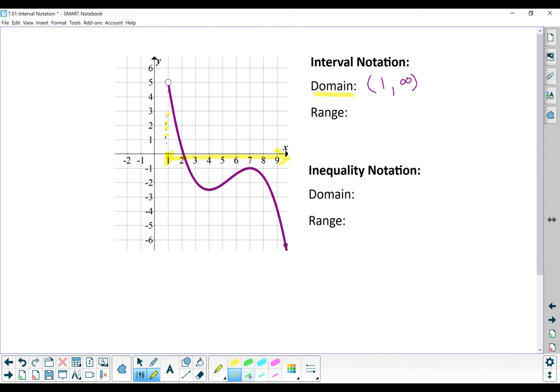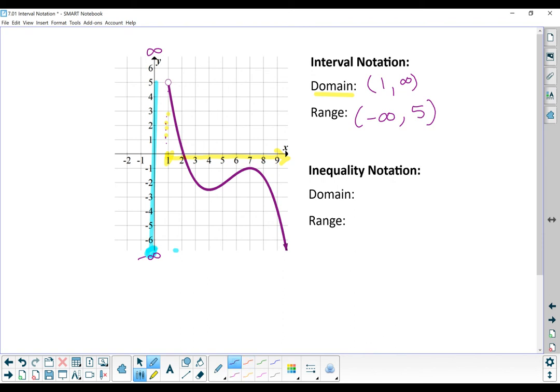For range, we think about from the bottom of the function to the top of the function. So the lowest value here is an arrow. So that's going to be from negative infinity on the bottom, positive infinity on the top. So from negative infinity up to 5. And that is also a parenthesis because that boundary on the top is the open circle.